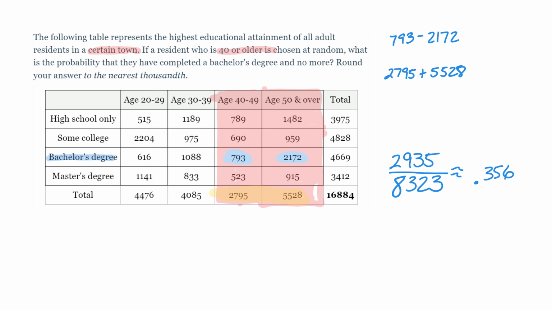0.356. Now, if I were to be asked what is the percentage, all I do is move the decimal place over twice. This is your answer, by the way. That's what Delta Math wants, so make sure you give it what it wants. But if we were asked to do a percentage, we would just move that decimal place over 2 times, and we're ready to go.